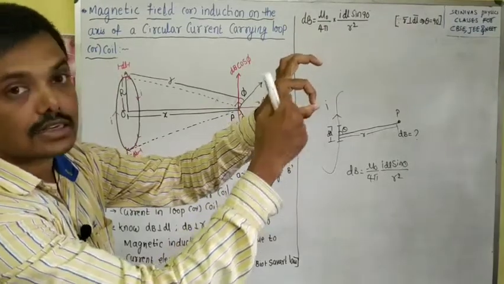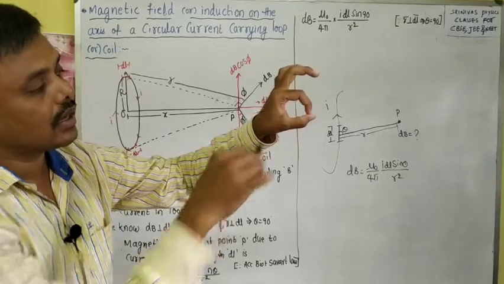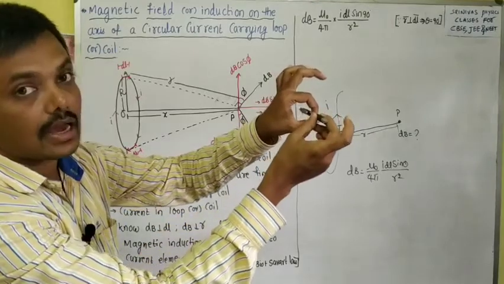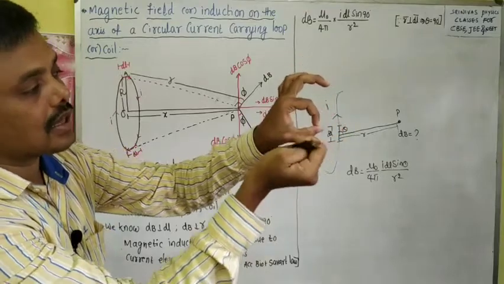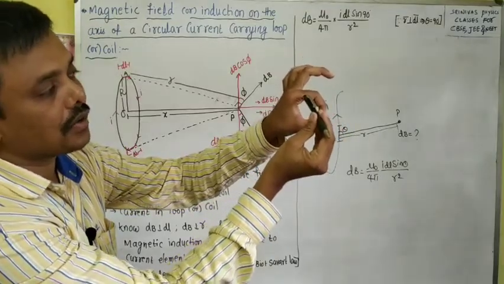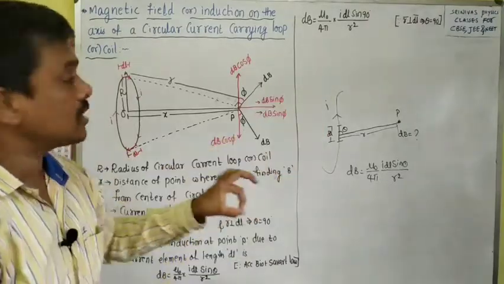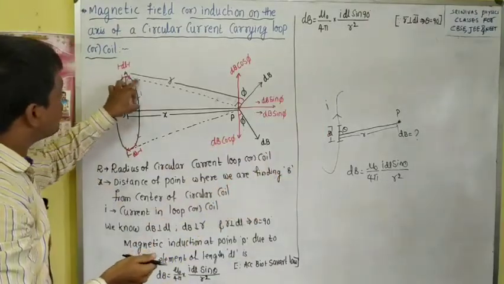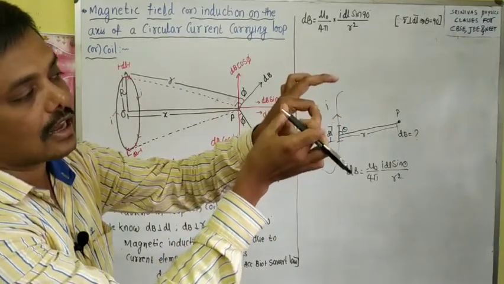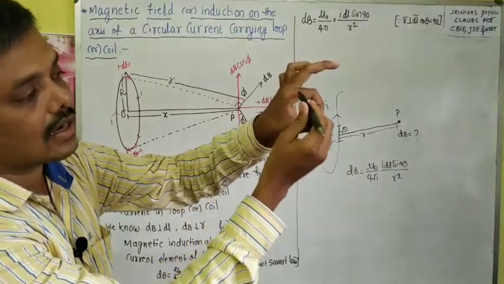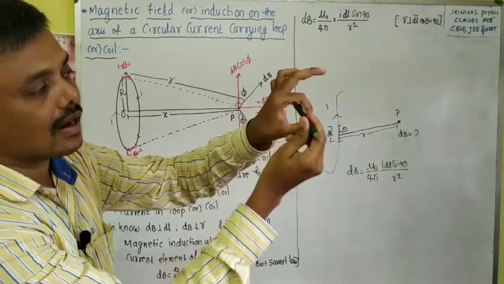Look at here. This is considered as the loop, and this is the axis. dl is the small element I am taking, this one. You take this r. This is r. Now what is r? You have to join the element and point P, the point P on the axis here. This is the small element, and this is r. dl is like this, and r is like this.